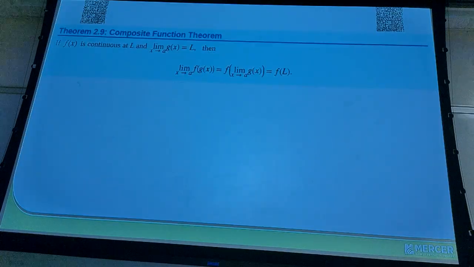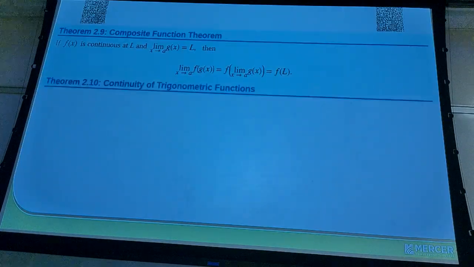As an example, if I ask you for the limit as x approaches pi of cosine of x, the limit of x is pi. Is cosine continuous at pi? Yeah. So your limit's cosine of pi, which is -1. Trig functions are continuous over their entire domains.